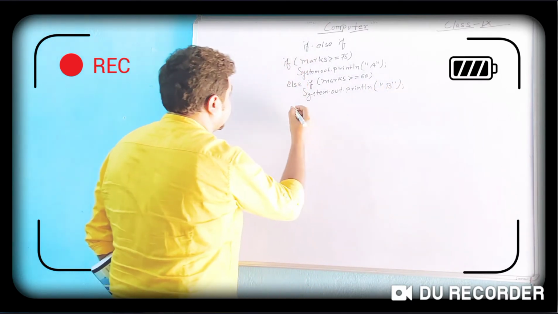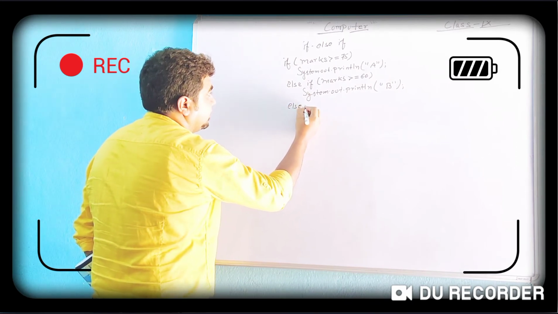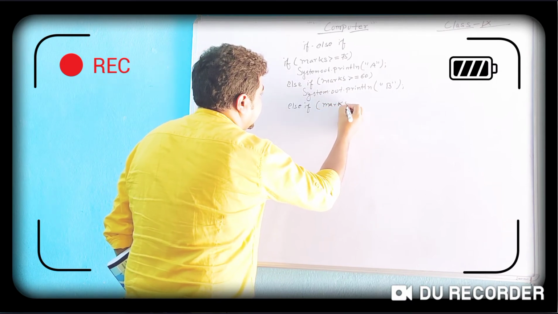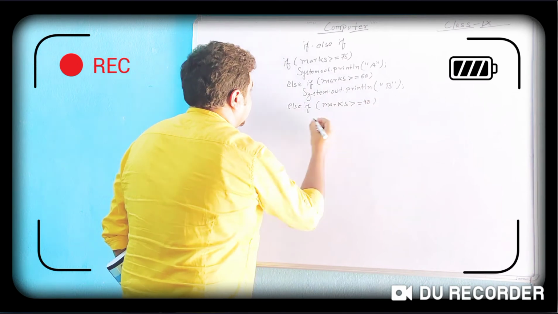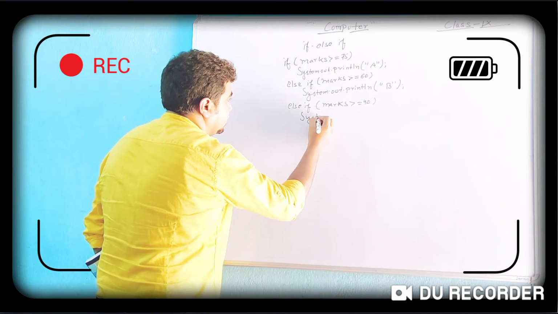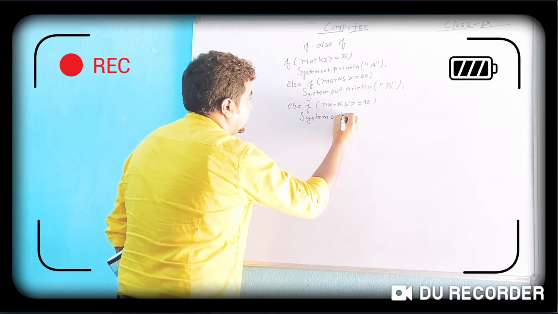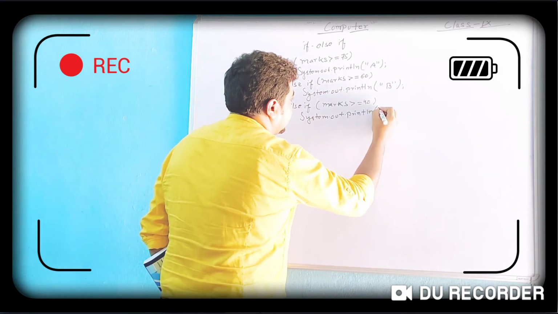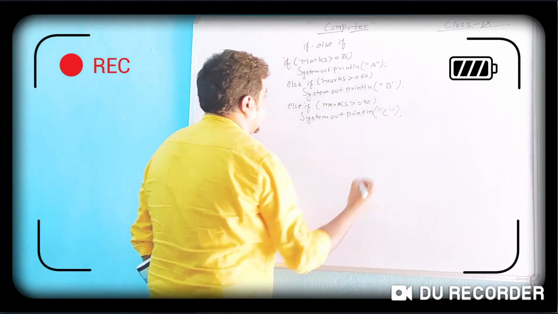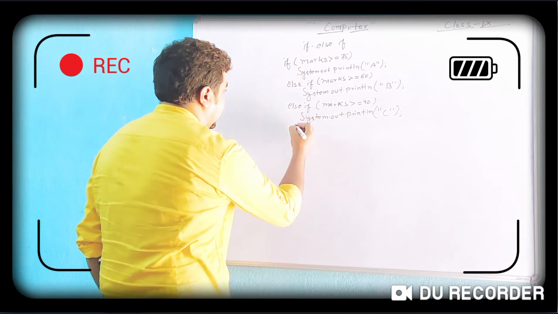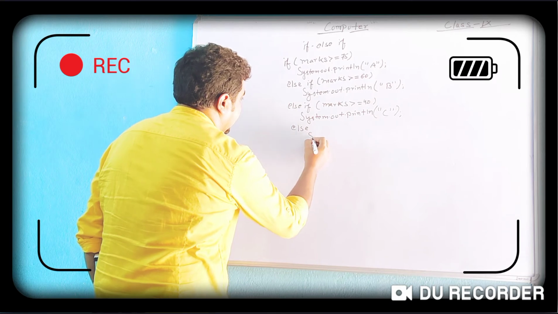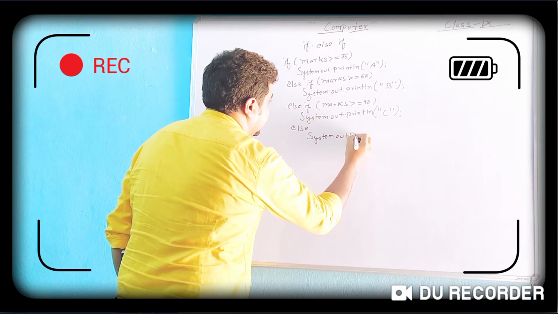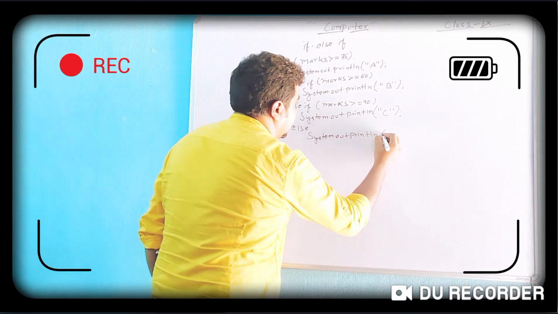If this condition is also not true, you can write else if marks is greater than or equal to 40. So what you have to execute here: System.out.println C. So this you have to print. If this is also not true, I am directly writing else, and I will write System.out.println D.